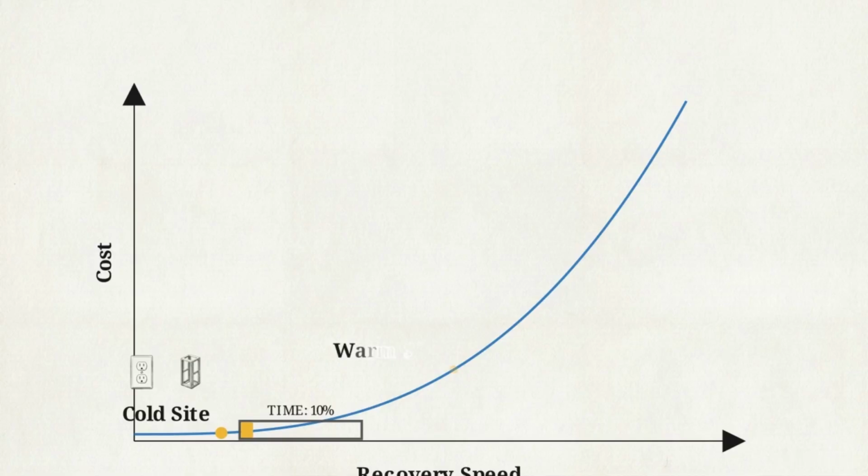Moving up the curve, we find the warm site. This facility contains pre-installed equipment and live network links, though it still requires your team to configure systems and load backup data before use. It is a compromise. It brings systems online faster than a cold site, without demanding the extreme budget of a fully active duplicate.